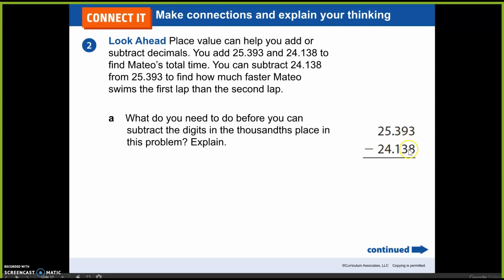Okay, so look at the problem. It will be on the next slide on your open-ended response in Nearpod for you to explain what would you do before you subtract. And then after that, you'll get an opportunity to go ahead and subtract to answer that question.